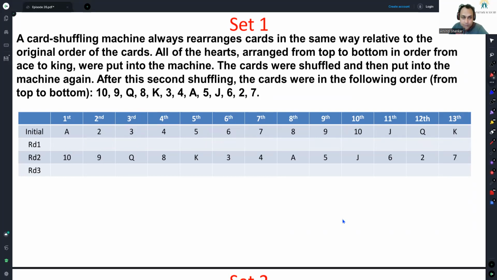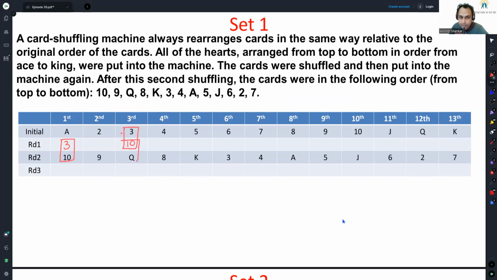Let's say we moved the third card till here. If 3 goes from here to here, 10 would have come from here. Hopefully by now you have also figured out: can you see if you have this pairing here, 3, 10 from round 1 to round 2, from initial to round 1 also you are getting the same pairing.